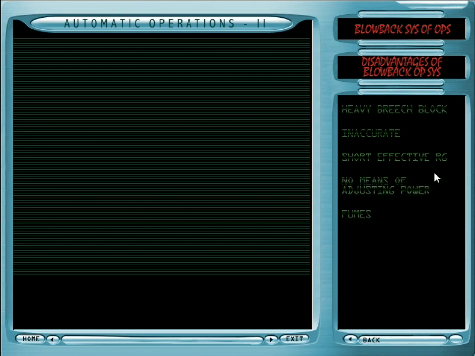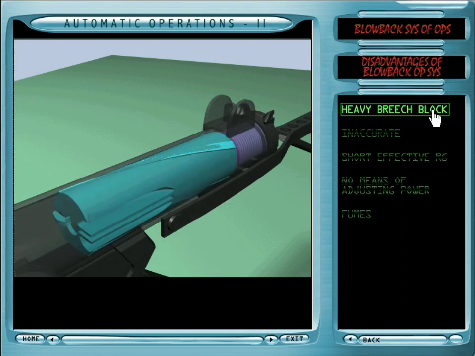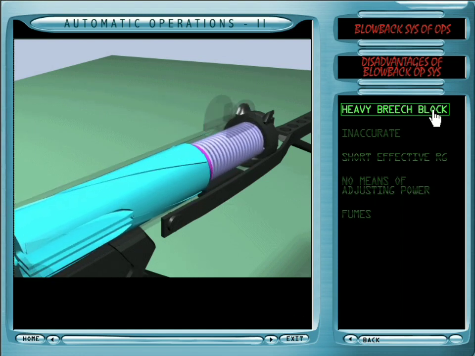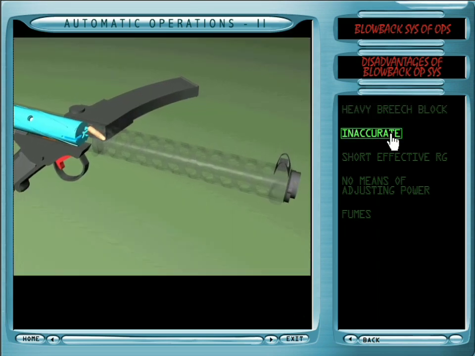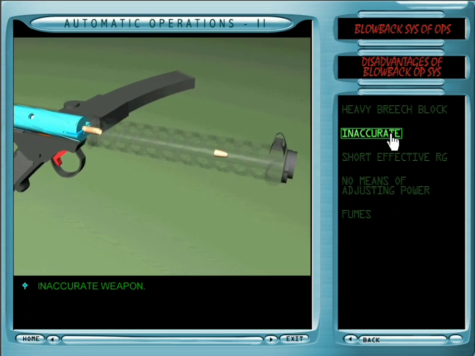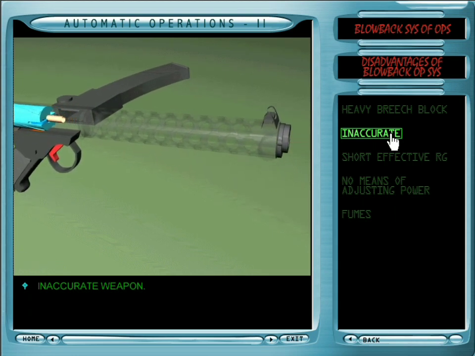Disadvantages of blowback operated weapons. Heavy breech block and heavy parts of the weapon. Hence, the total weapon is heavier compared to gas or recoil operated weapons. Inaccurate. Blowback operated weapons are characterized by poor accuracy at long ranges. The movement of the heavy bolt after pressing the trigger results in considerable shift in the CG, resulting in poor stability of the weapon during fire.